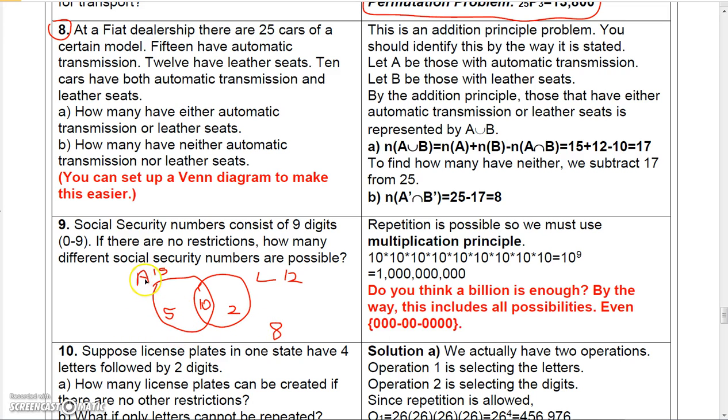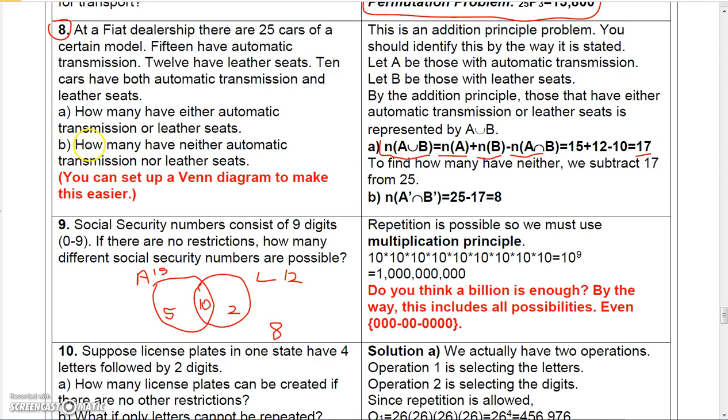So anyway, let's see now. How many have either one or the other? Well, you could do it two ways. You could add these three values together, 5, 10, and 2, and get 17. Or you could use the addition principle, because you're looking for the number in the union. So you could say the number in A, which is 15, plus the number in B, which is 12, minus the number in the intersection, which is 10, and that also gives you 17.